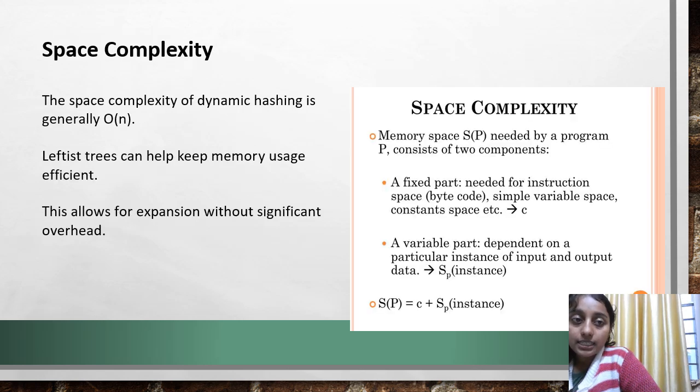Space complexity. The space complexity of dynamic hashing is generally O(n). Leftist tree can help keep memory usage efficient. This allows for expansion without significant overhead.